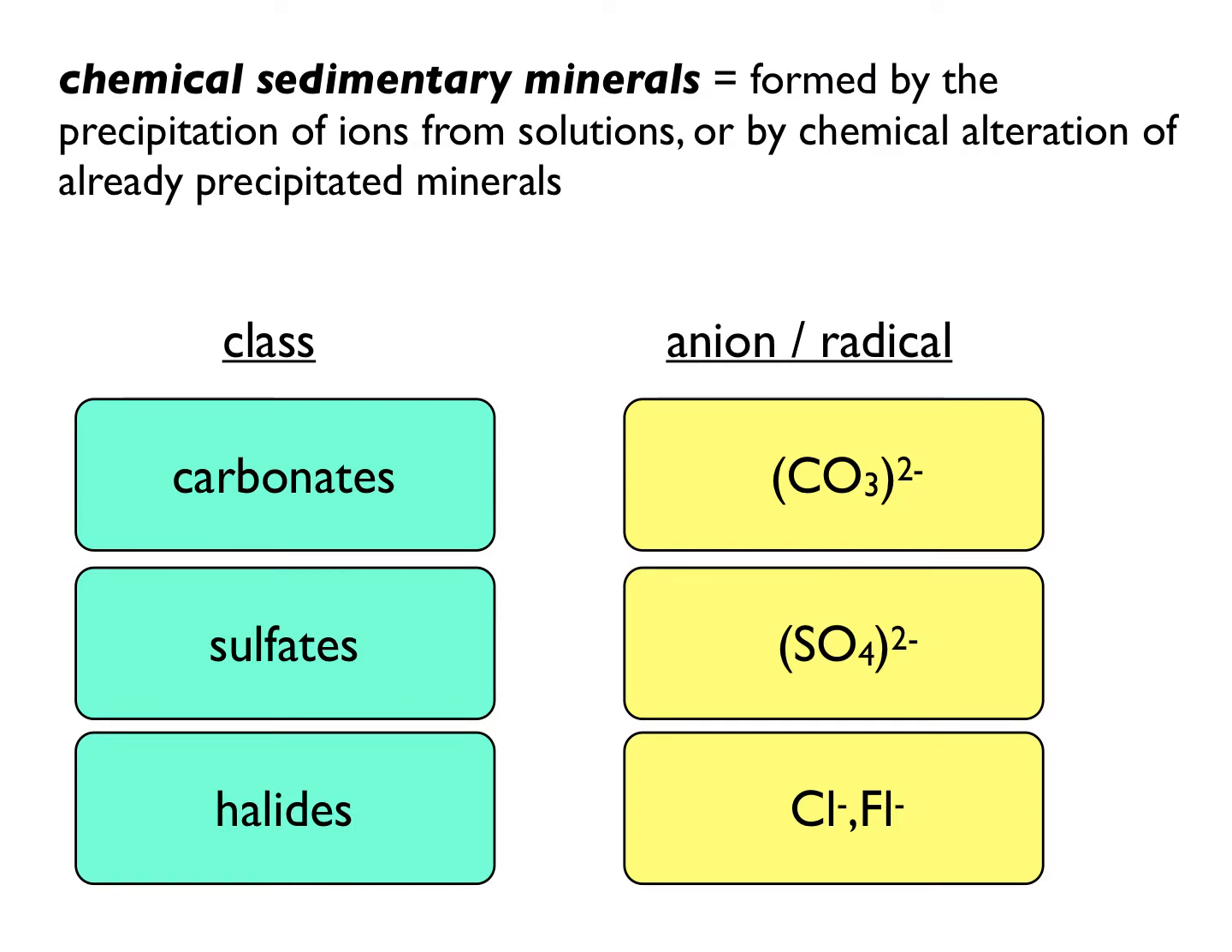Chemical sedimentary minerals, like I've said, are formed by the precipitation of ions from solutions or by the chemical alteration of already precipitated minerals. They typically belong to one of three classes: either carbonates, which contain the carbonate radical, we diagrammed that in class on Tuesday; sulfates, not to be confused with sulfides. Sulfates have been oxidized and have a net -2 charge; or halides. So halides are minerals that contain an element from the halogen group, usually chlorine or fluorine.